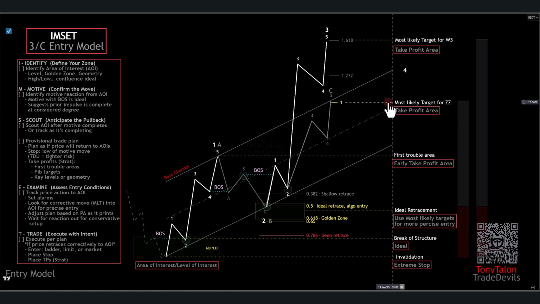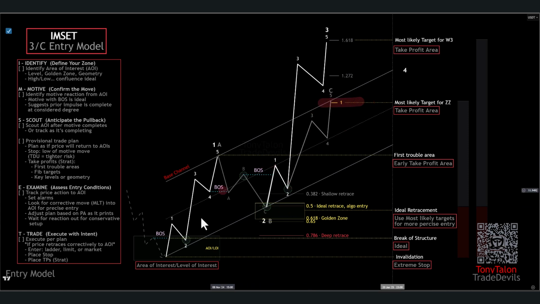The next spot we're going to look at to bake into this entry model is the most likely target for a zigzag. So again, depending on how you suspect this pattern to play out, or what you think this pattern is before you enter it, this is another spot where you can consider taking profit no matter what. Because for one, it's the most likely target of a zigzag. So if this is a zigzag, you at least have the profit, you're out, you're good to go.